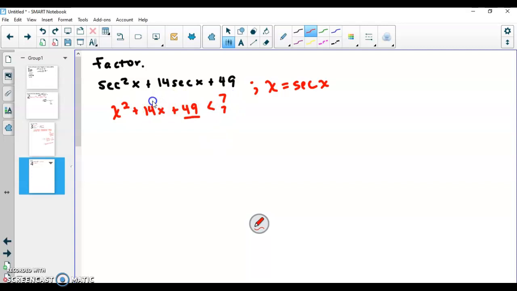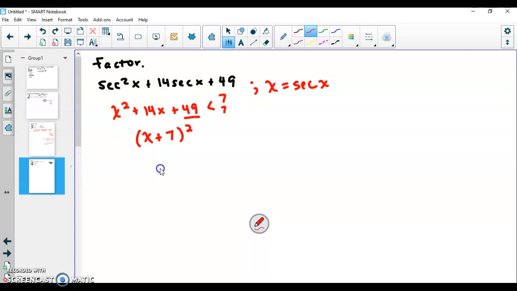7 and 7 will give me 14, which means that I can write this as one expression squared. And that expression is going to come from the square root of the front number, which would just be x. I get my sign from the middle number, which is positive. And then 49 would be 7. Okay, if I were in algebra, that's exactly how I'd leave it and I'd be done.